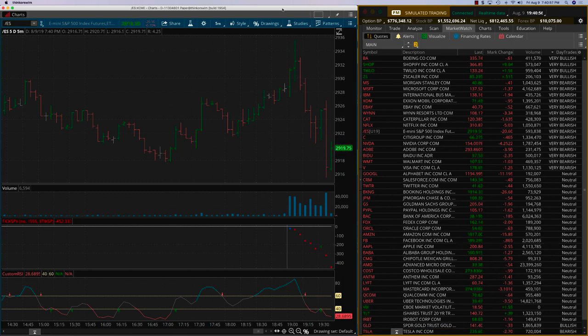Okay, so right now you have the two ticks, you have the custom RSI in bearish. So you just want to wait for the right point here.